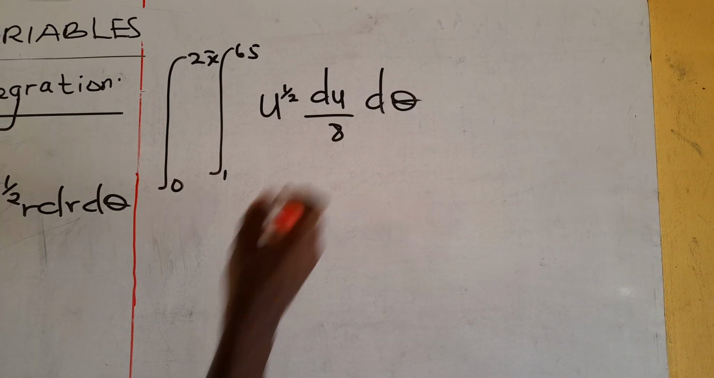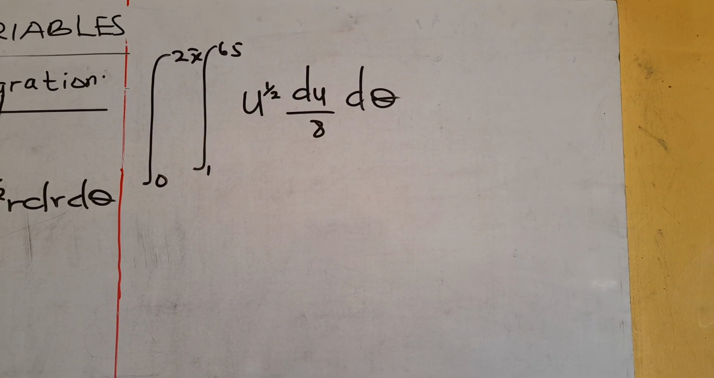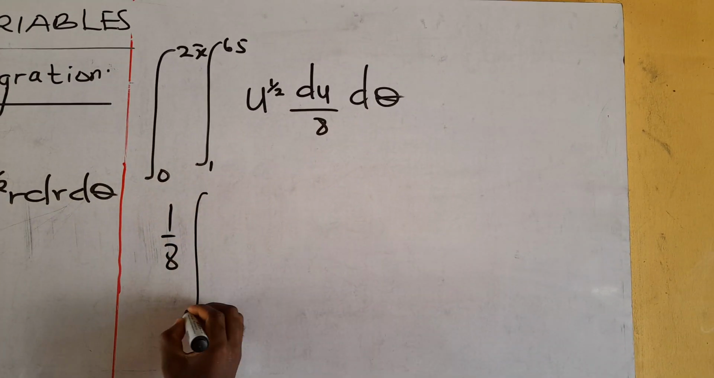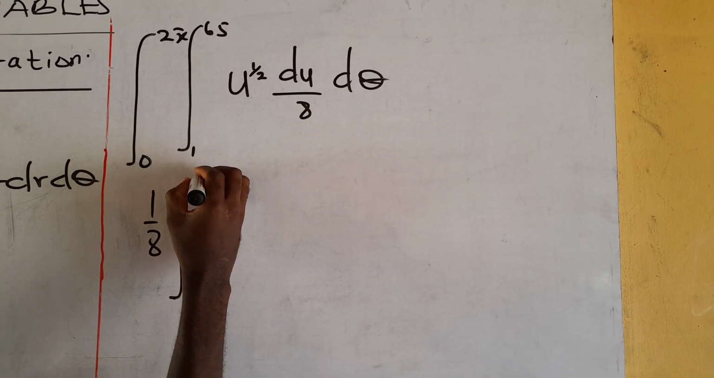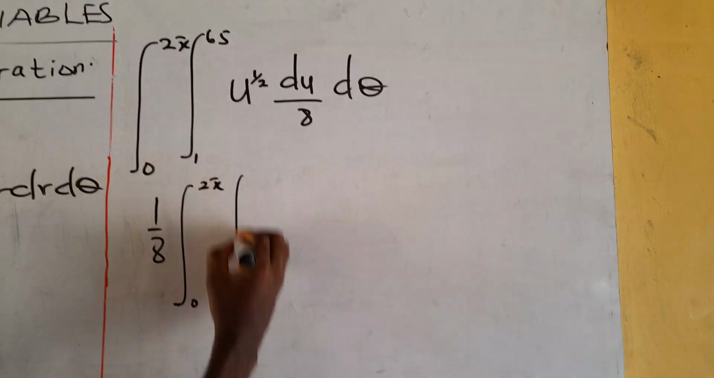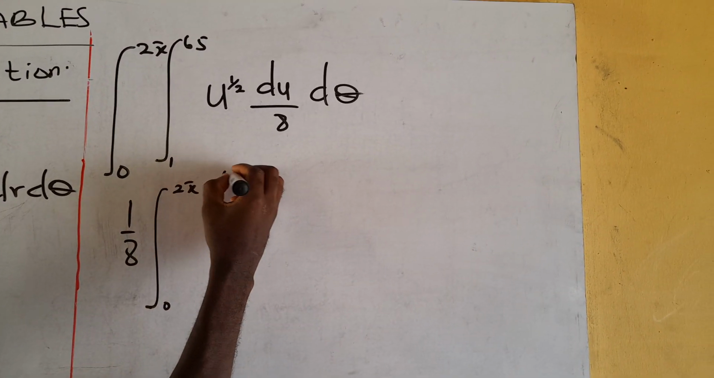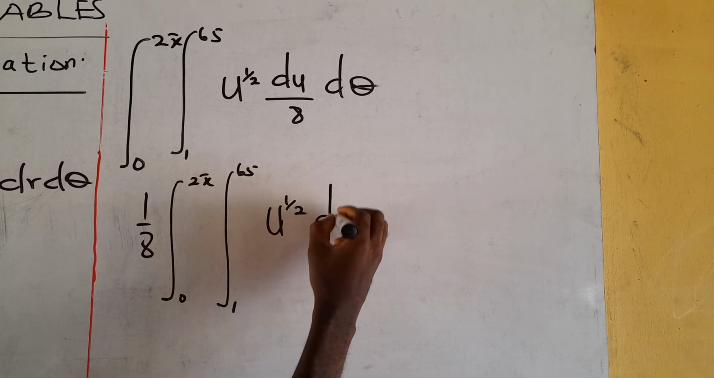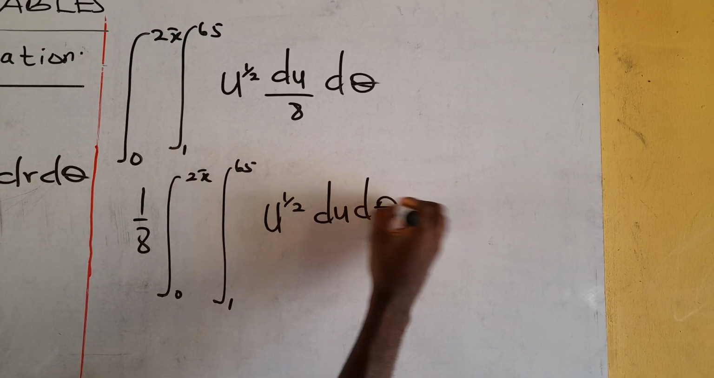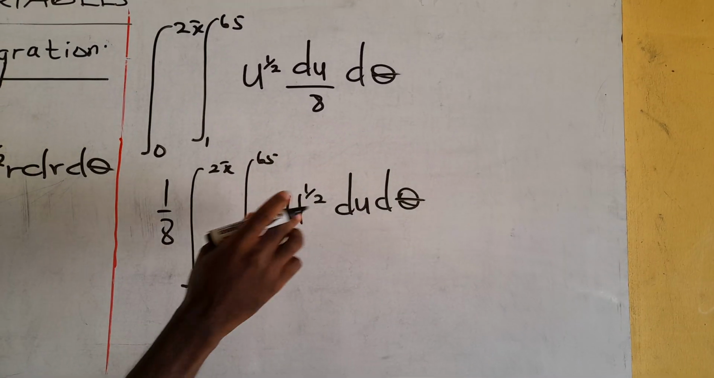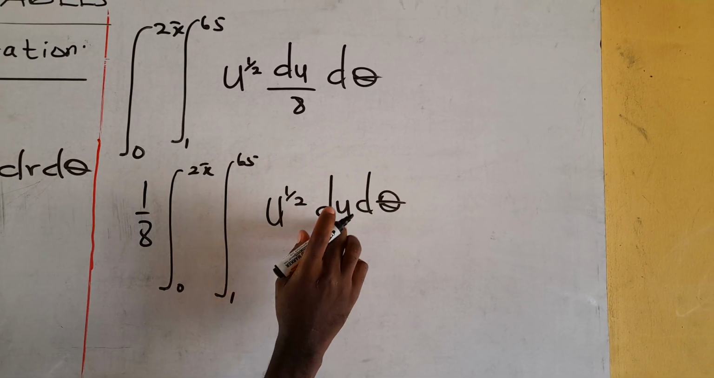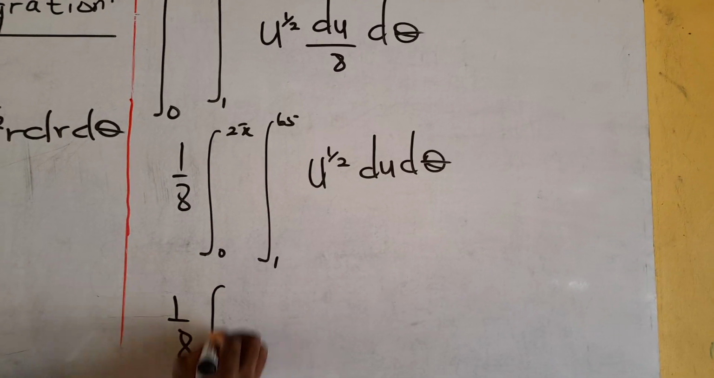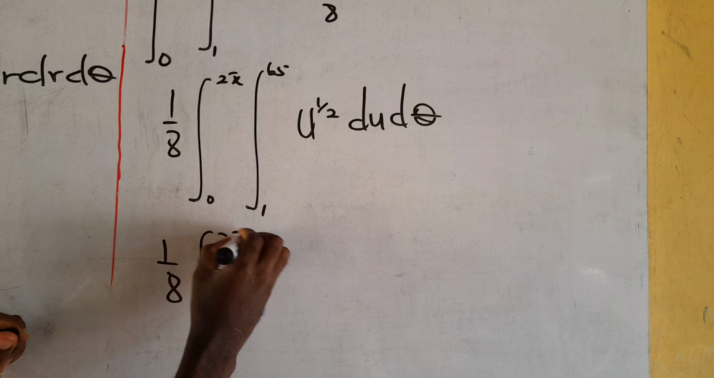So in bringing the 1 over 8 out, I can have 1 over 8, since it's constant. The integral spanning from 0 to 2 pi and integral spanning from 1 to 65, u exponent half du d theta. So now we integrate this with respect to u. So we have 1 over 8, integral spanning from 0 to 2 pi.